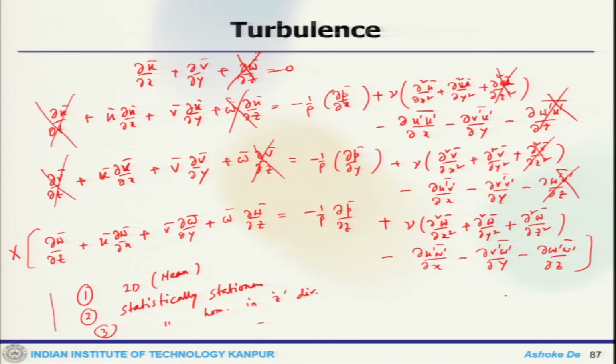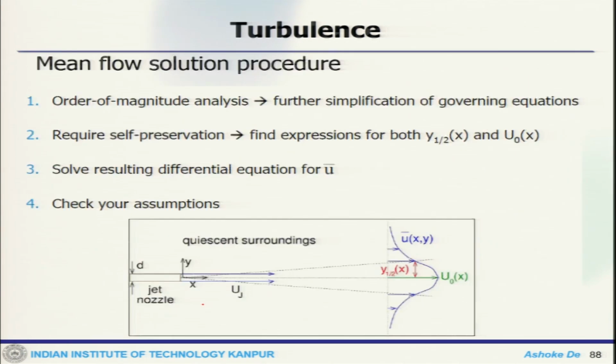Welcome back. Let us continue the discussion of statistical turbulence, and we are looking at the simple jet flow and looking at the solution. When we derived the governing equations, we assumed mean two-dimensional flow and a statistically stationary system. Now we can look at the mean flow solution procedure.